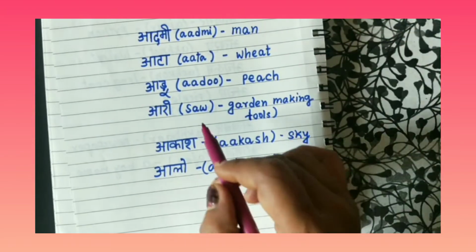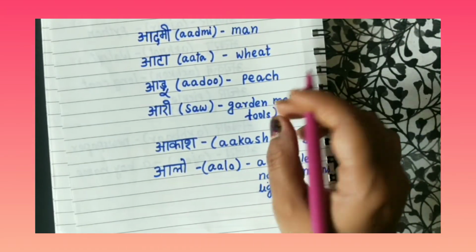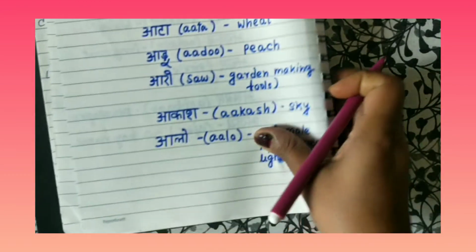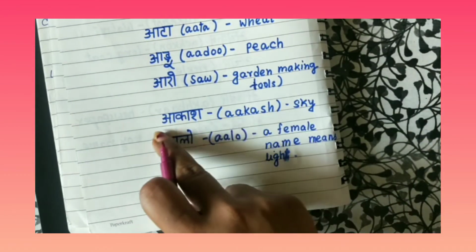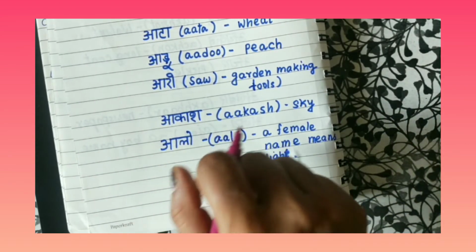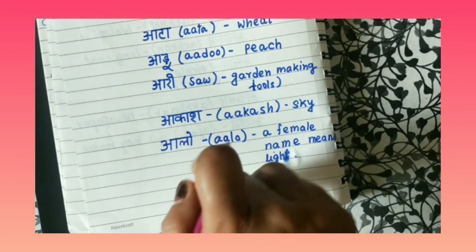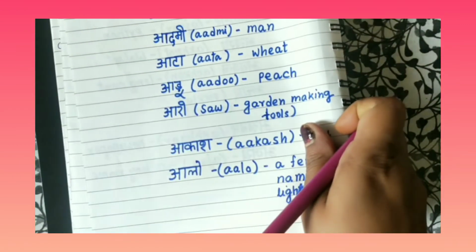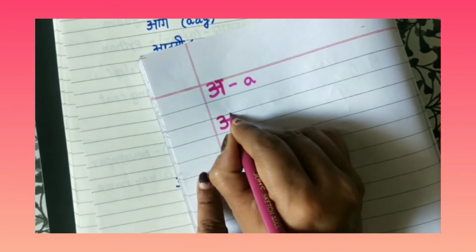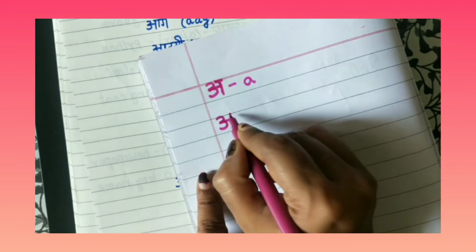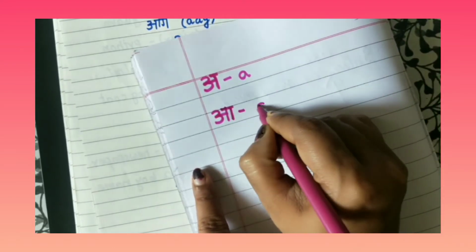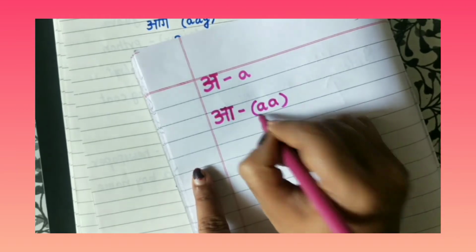Aadu means peach, one kind of fruit. Aari means saw, a garden-making tool. With these tools we can dig the ground. Aakash means sky. Aalo is a female name and it also means light. Okay, so how can you write aa? Same just like a. Here you write just like a. Next you put the sleeping line and one more standing line. Okay, that is aa.